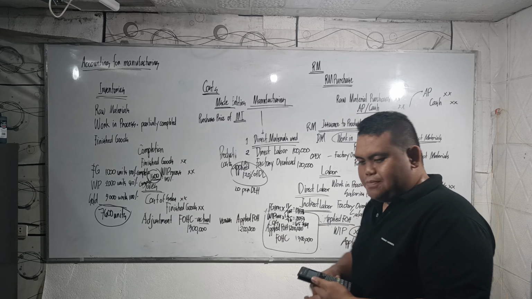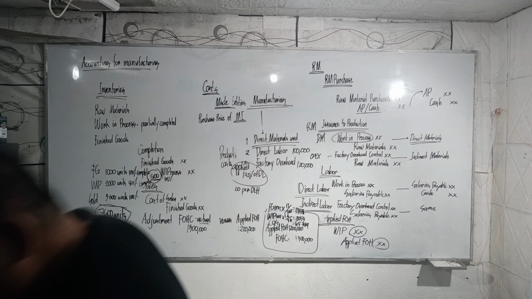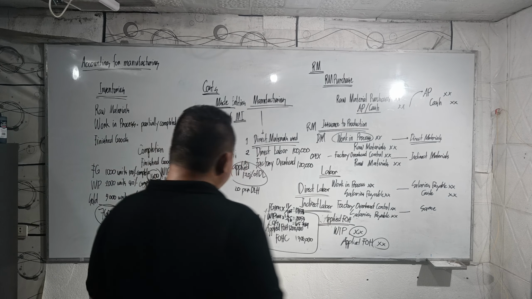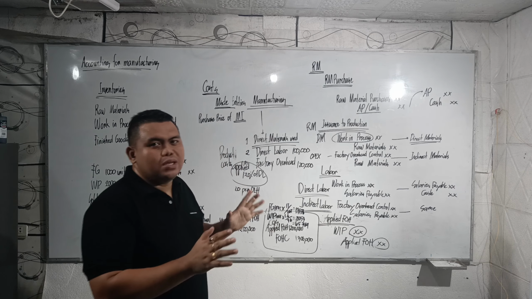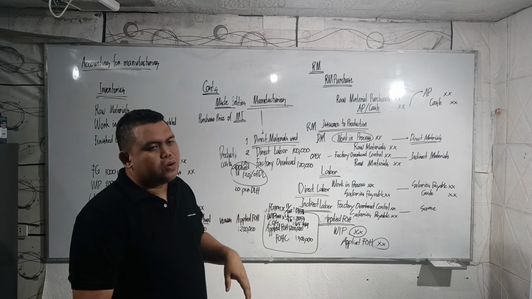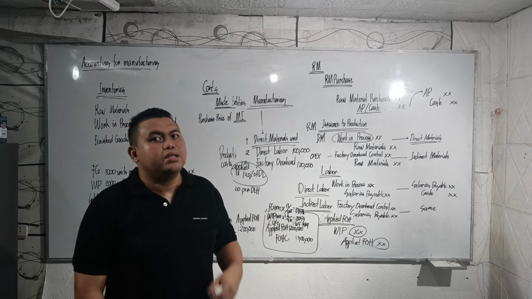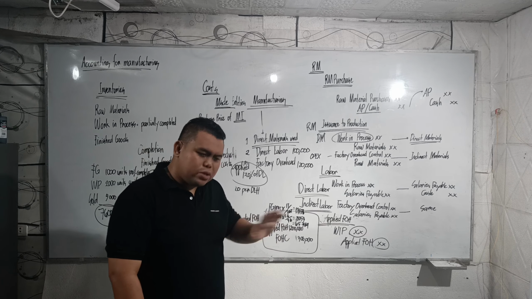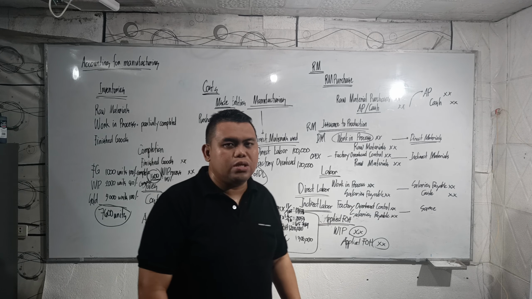So I guess that's the complication for factory overhead. Again, let me repeat so that you will understand. First off, the factory overhead are composed of indirect materials and indirect labor that are necessary for production. Those are costs necessary to production, no question.